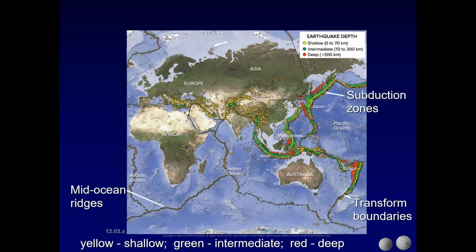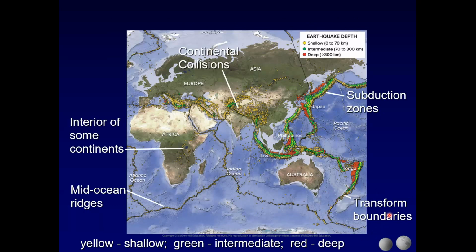Okay, so mid-ocean ridges, subduction zones, and transform boundaries. And continental collisions. We'll also point out we see shallow earthquakes on the interior of some continents. Well, in this case, all continents.